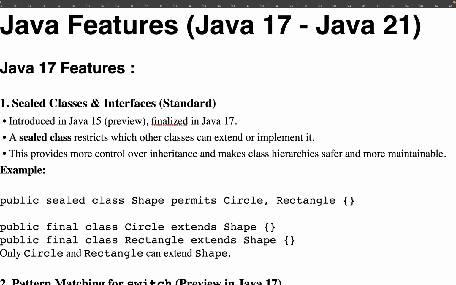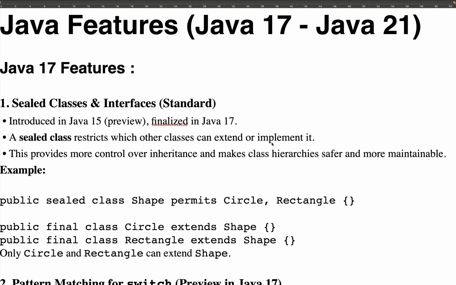So today we'll firstly start with the Java 17 feature series. In Java 17, they introduced sealed classes and interfaces. Let me explain, this is an important interview question: what are sealed classes and interfaces? A sealed class or interface restricts which other classes or interfaces can extend or implement it. We give permission to specific classes to extend that class.